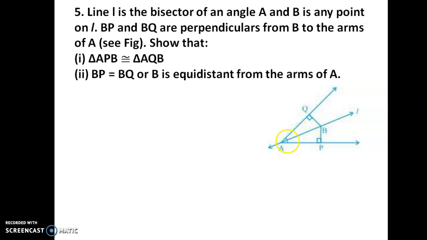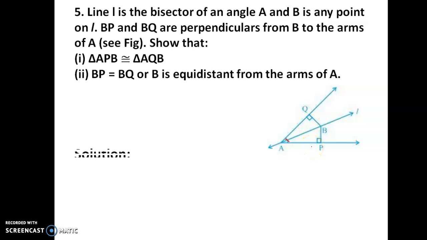So this line L is the bisector of angle A. So angle A is bisected by the line L, and B is any point on the line L. Perpendiculars are drawn from that point to the arms of angle A. This is one arm and this is another arm. It touches the arms at P and Q. So we have to show that these two triangles are congruent.